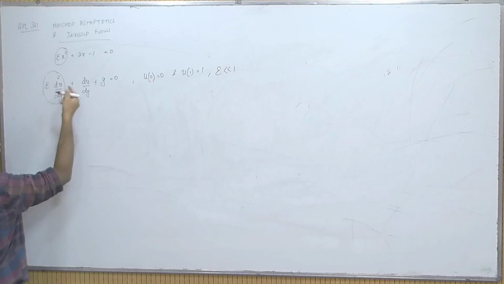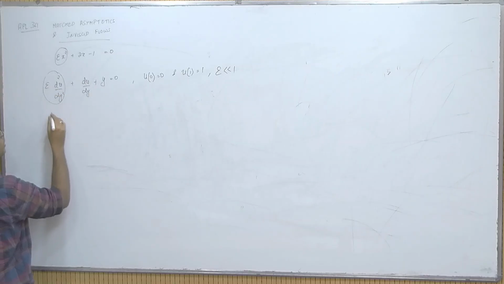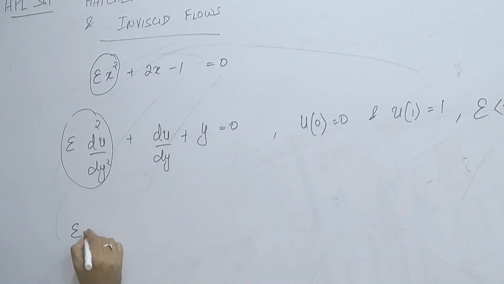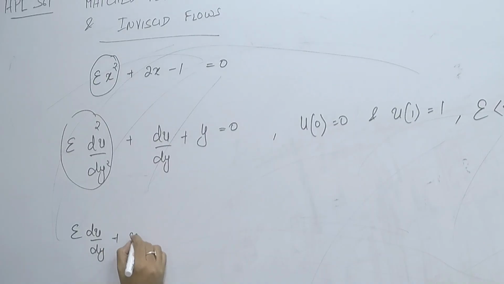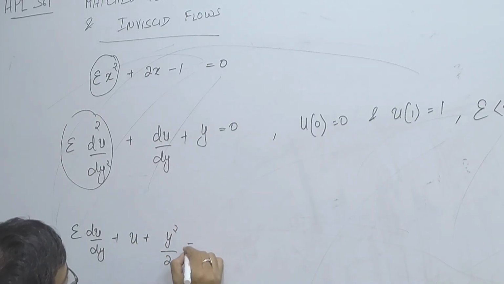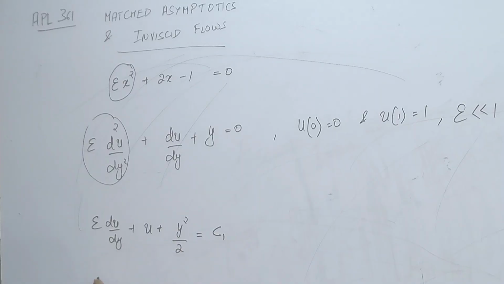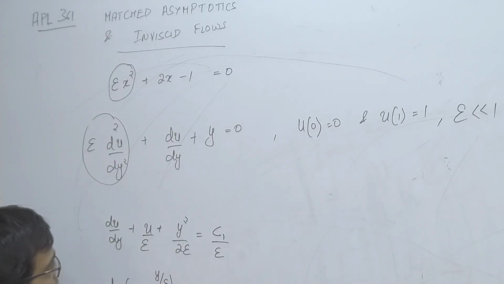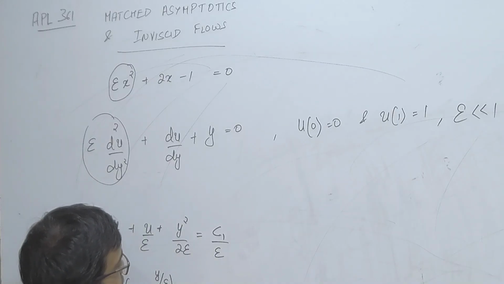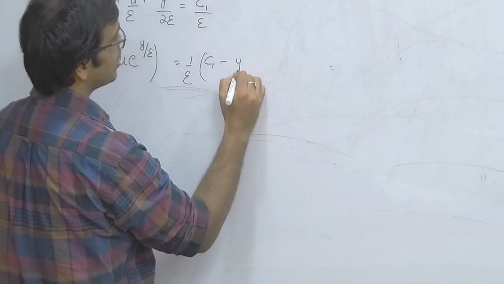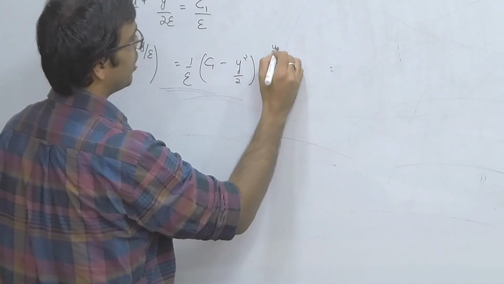So this is a second order ODE, you can solve it very easily. So first integration will give you something like this, where this C1 is some arbitrary constant, and then I can divide this equation by epsilon, and then I can multiply with e to the power y by epsilon. This is the integrating factor, and then C1 by epsilon minus y square by 2, e to the power y by epsilon.